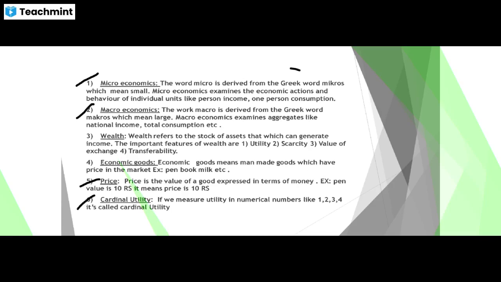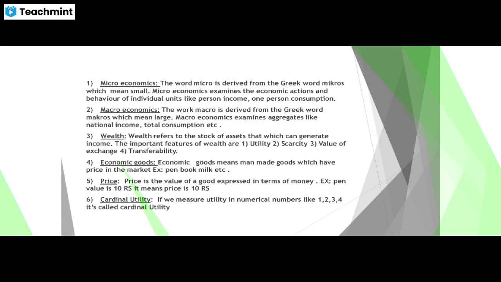And next one, cardinal utility. As we know, to measure utility we use two methods: cardinal utility method and ordinal utility method. According to the cardinal utility method, we measure utility in numerical numbers. That means I will get 20 utils by using one apple, and I will get 30 utils by using the second apple, third apple, like that. If we measure utility in numerical numbers like 1, 2, 3, 4, that is called cardinal utility analysis.